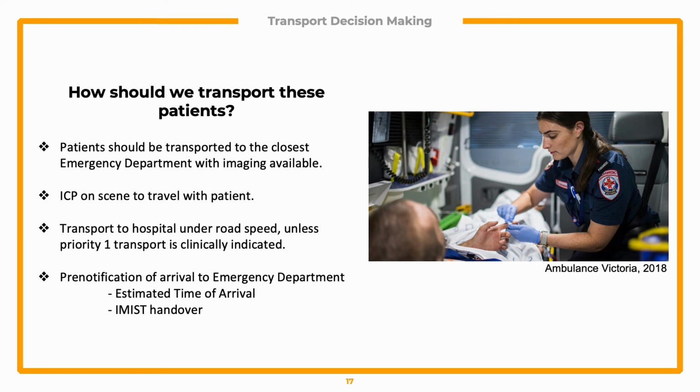The patient, once managed and stabilized, requires urgent transport to hospital for further assessment and management. The patient should be transported to the closest emergency department with imaging available. These patients, on arrival, will receive further blood tests and imaging in the likes of CT imaging of the brain. The ICP on scene should travel with this patient.